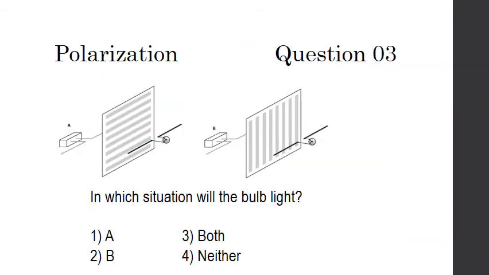So one of the ways to see this is a polarizer. And in the chapter, they have extensive talk about polarizers. So we have this question 3, and they want to know in which situation will the light bulb light up, situation A and situation B. A and B are antennas, and they will accelerate the electrons parallel to that antenna. I'll give you, say, 30 seconds to pause the video and come up with an answer.